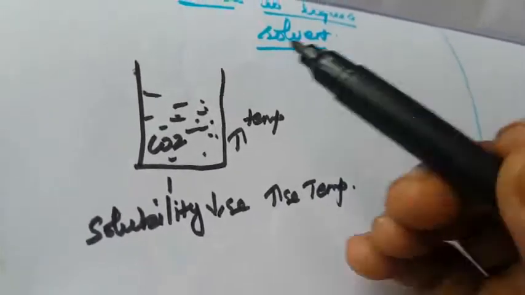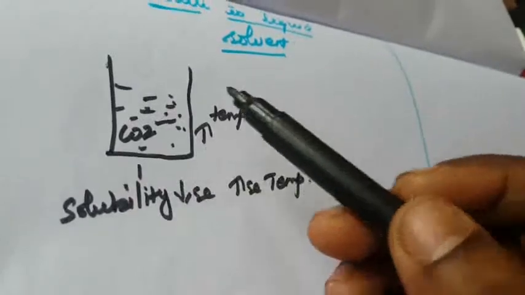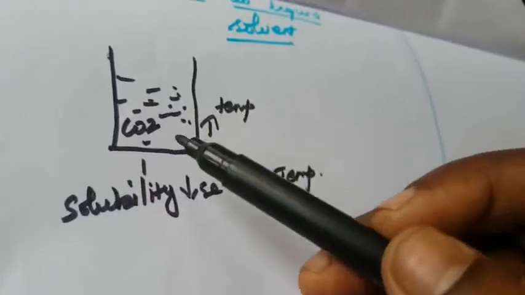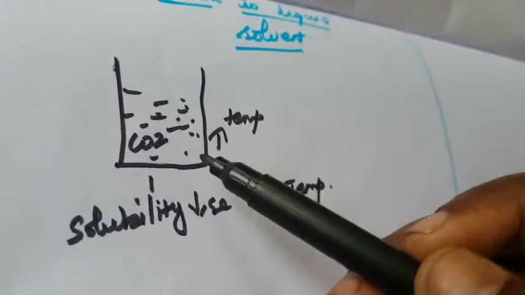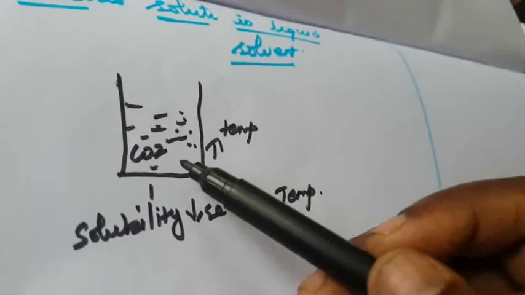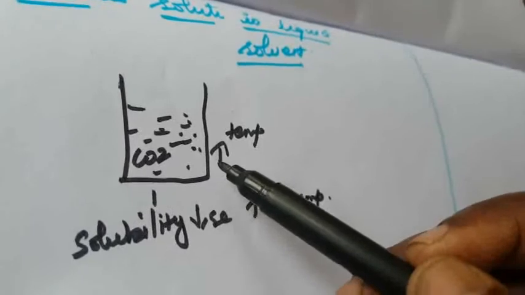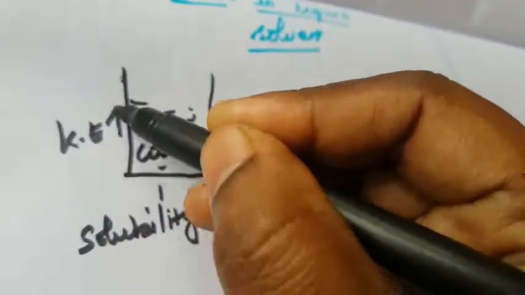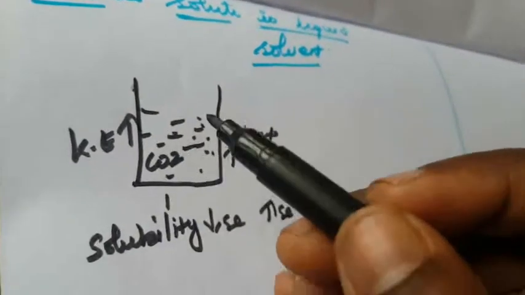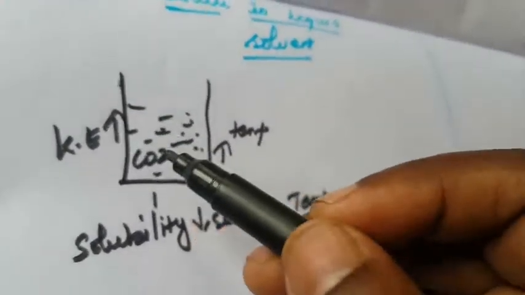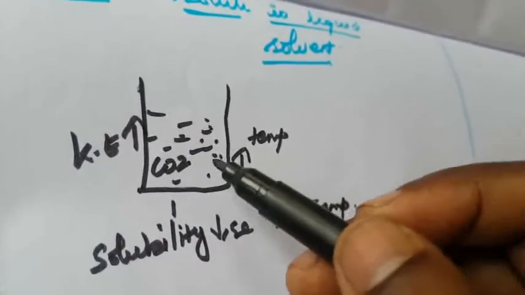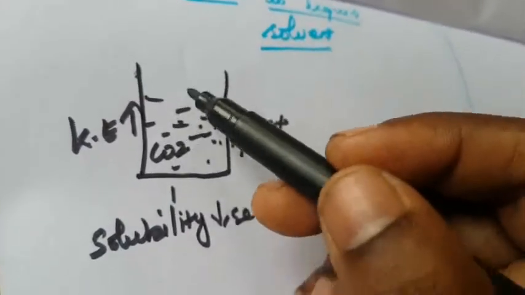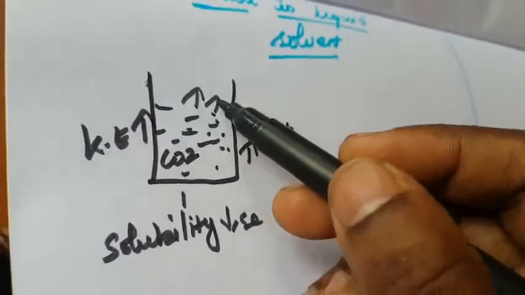What is the meaning of that? When we dissolve a gaseous molecule in water, in the solvent, when the temperature increases, its solubility decreases. What is the reason? The increased temperature means the kinetic energy also increases. When the kinetic energy increases, what happens? The weak intermolecular forces between the gaseous molecule and the liquid break, and the gaseous molecule becomes free and starts to come out.